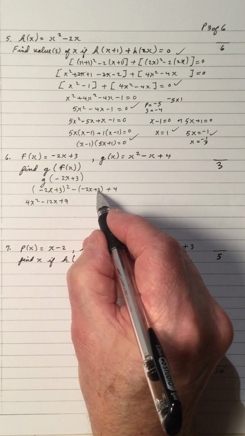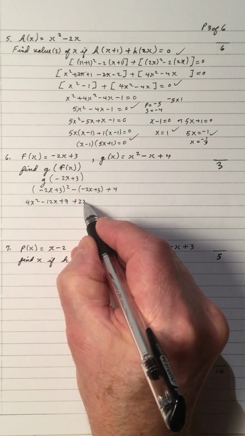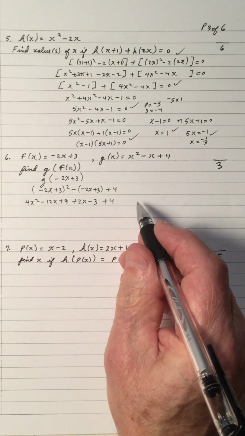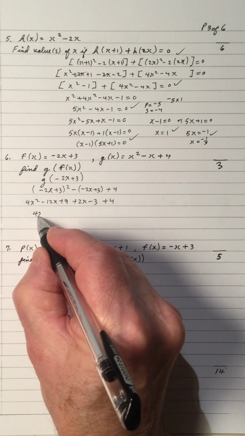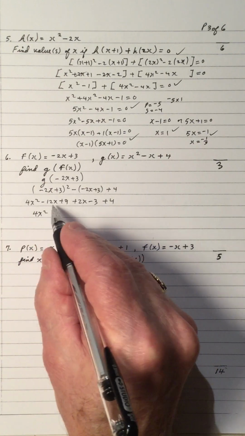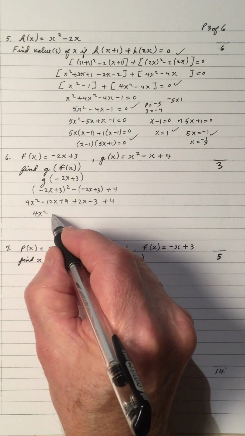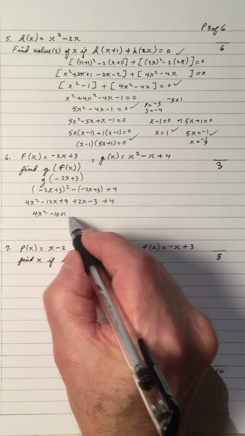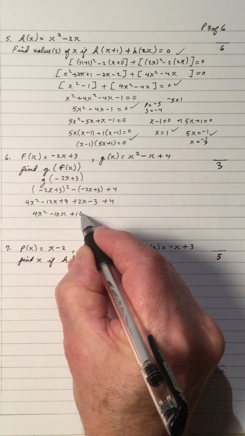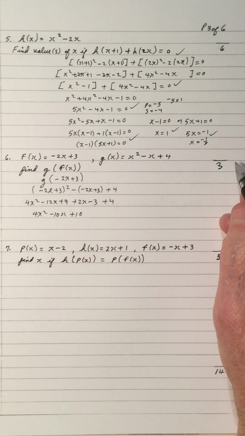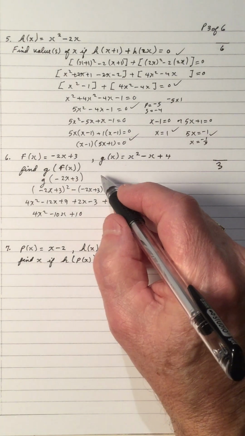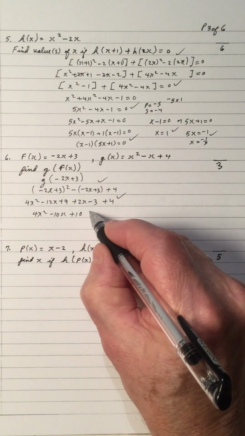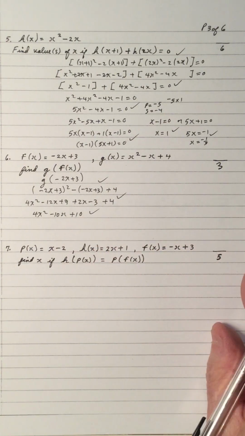The negative of this binomial is a positive 2x minus 3 plus the 4. And we do add up the like terms, so 4x squared, and negative 12 and 2 is negative 10x, and 9 minus 3 is 6 plus 4 is 10. So 3 marks altogether. So if you have this subbed in correctly, like this, if you have it simplified, perfect, and if you have this, 3 marks.